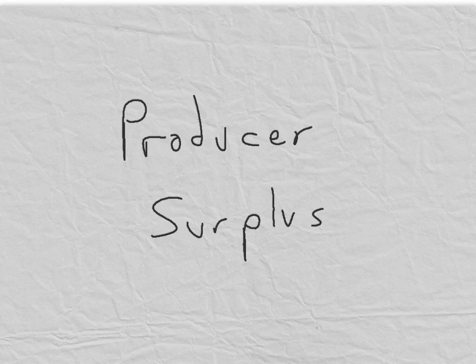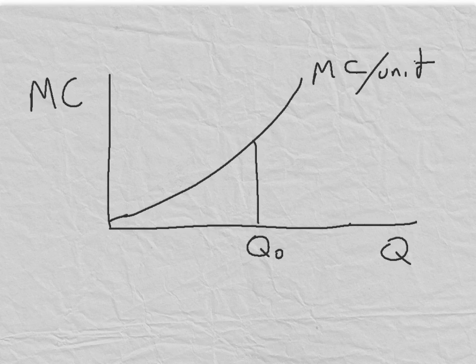This is a presentation about producer surplus, a very important concept on the supply side of the market. We have already come across a curve called the marginal cost per unit curve. This curve shows the cost of producing one more unit as we increase the total number of units we produce. Now, imagine we are producing Q0 units.